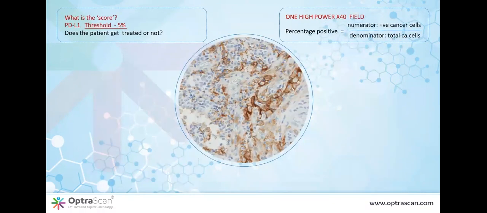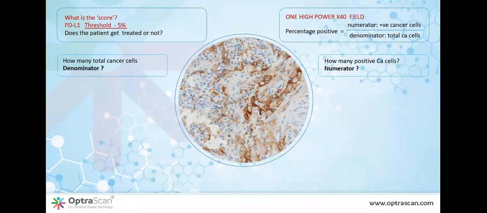So let's just look at the challenge of one high power field represented here. Let's assume we're just doing tumor percentage, and that for this particular test, the threshold is 5% for the patient to be treated or not. To get percentage positivity, our numerator would be the number of positive cancer cells, and the denominator would be the total cancer cells, positive and negative. So what's the total number of cancer cells? That's going to be our denominator. And how many positive cancer cells are there? That's the numerator.